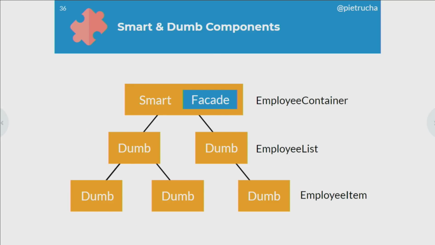How can it look in the graphical way? Take a look at this example. We have our employee container, which has the facade, or something that is available to communicate with our core layer. And then we have some dumb components like the list or item.